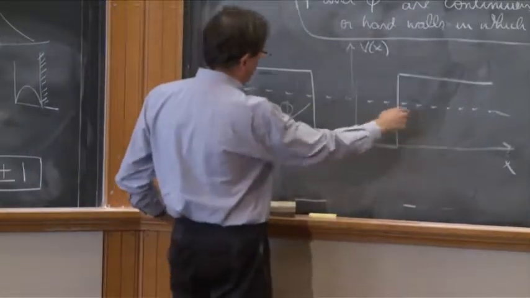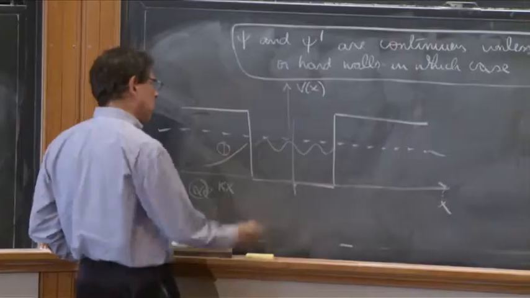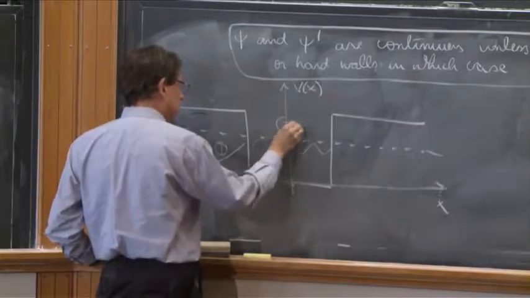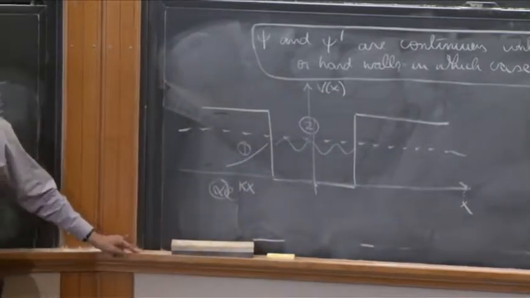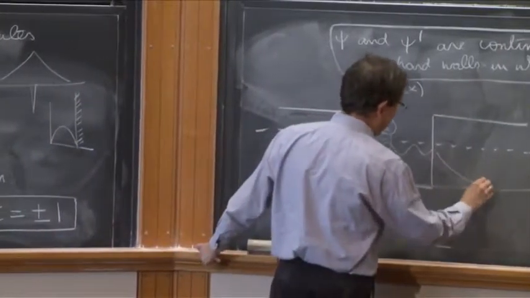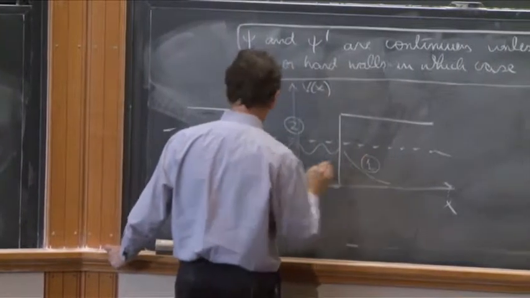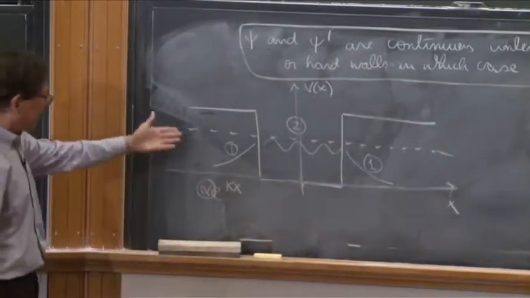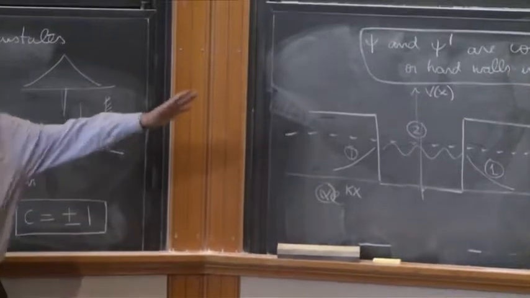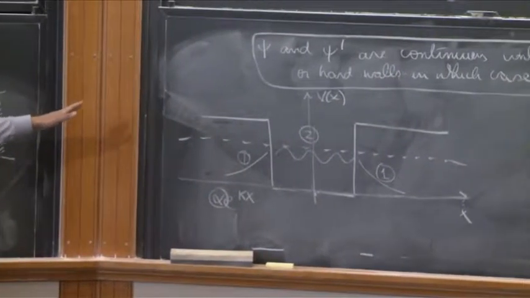Now in here the solution is oscillatory, so it's sines plus cosines, so you need 2 coefficients. In here the solution must again be decaying, and therefore you just need 1 coefficient. Again, this time it would be a beta e to the minus kx. The fact that this potential looks symmetric, I'm not assuming it is.